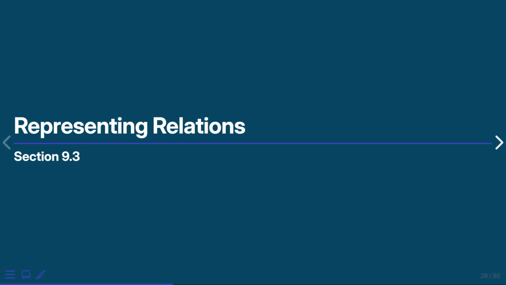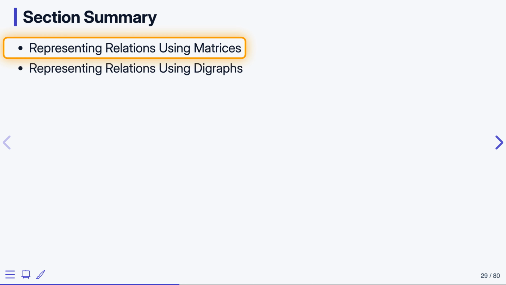Now we turn to a new section, representing relations. So far we wrote a relation as a set of pairs. Now we learn 2 other ways to show one, a grid of zeros and ones, and a picture with dots and arrows.